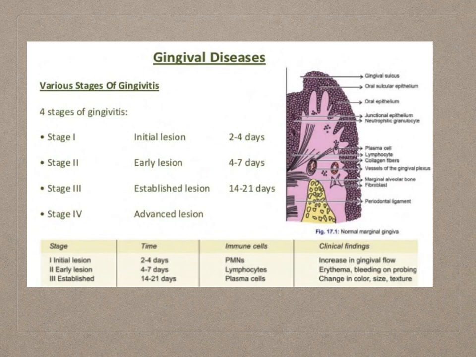As for the cells which are predominant in these lesions, in the initial lesion it's the polymorphonuclear leukocytes. In the early lesion, it is lymphocytes, and in established lesions, it is plasma cells, which are the predominant immune cells of the lesion.